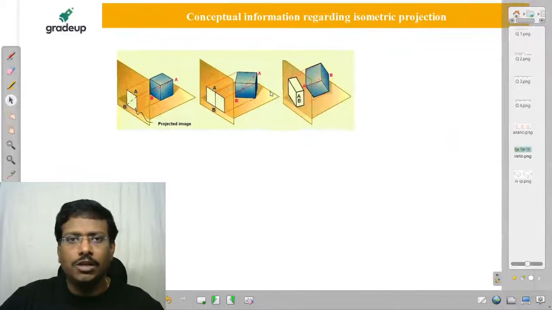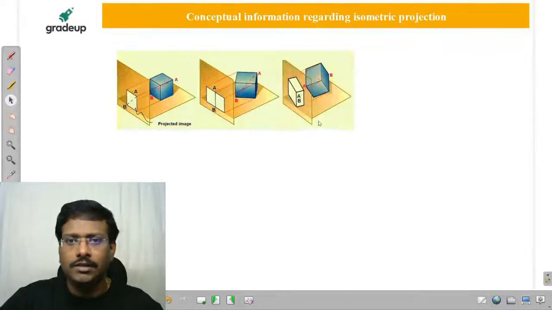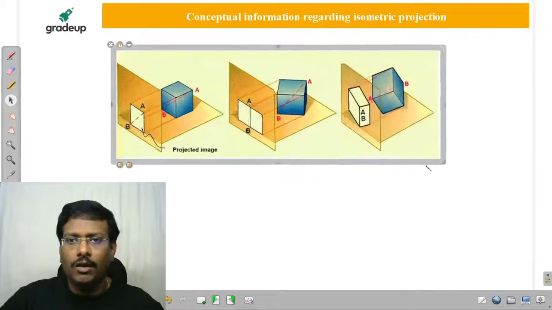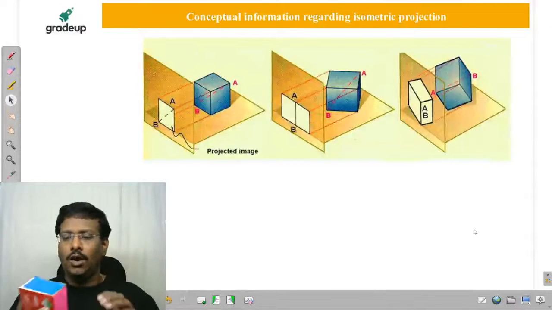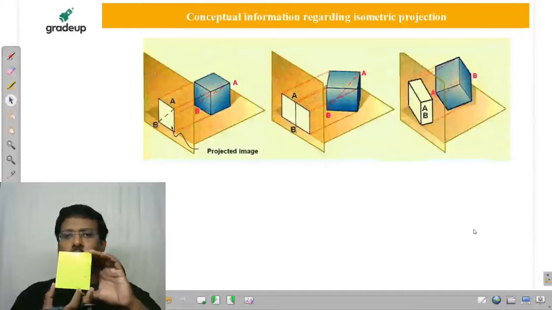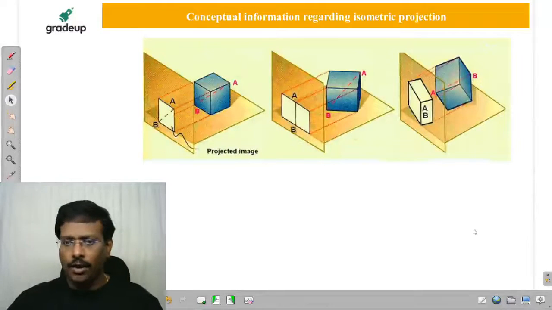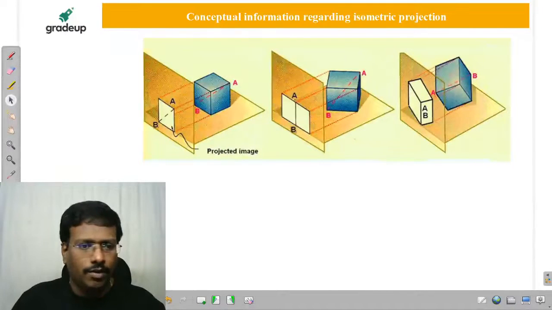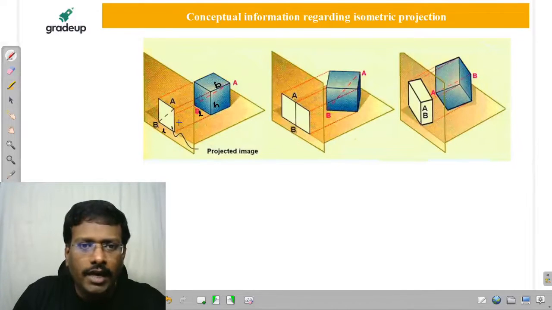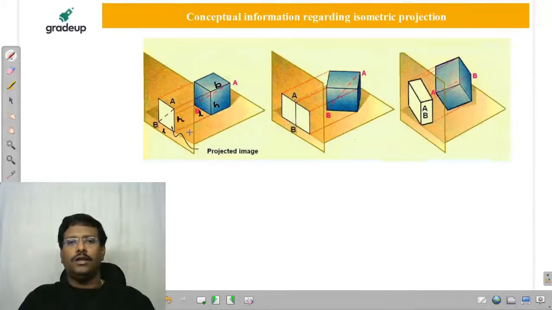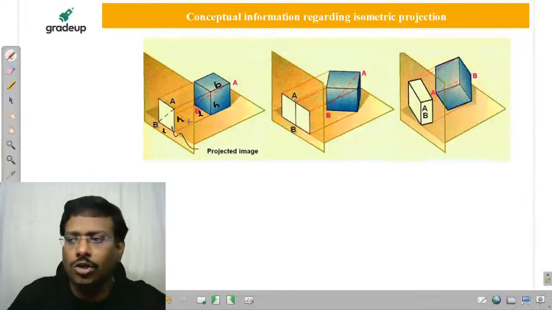Now here you observe this particular diagram, my dear friends. Whatever I showed previously, the same thing is here. Here, we are going to get only the length and height. I will write some of the information here. This is going to be the length, this is going to be the height, and this is going to be the breadth. I am going to get length and height only, two axes only will be visible.